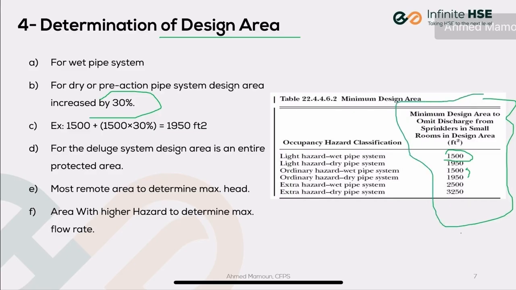This is the design area of any sprinkler system. We use it to calculate the water demand of a sprinkler system. For a deluge system, the design area is the entire protected area. All the area protected by a deluge system will be the design area. We can run two calculations for the pressure and the flow. We run a calculation for the most remote area to determine the maximum head or maximum pressure, and we calculate the most high hazard area to determine the maximum flow rate.